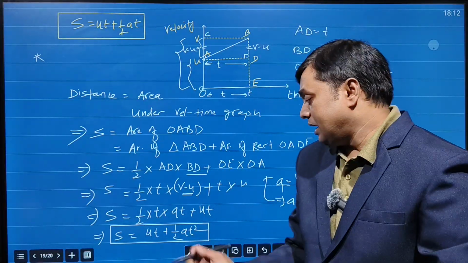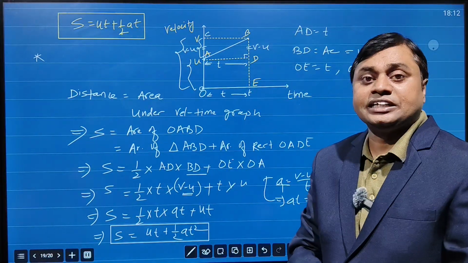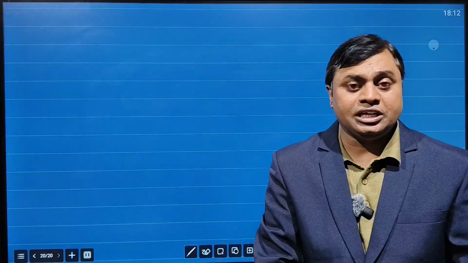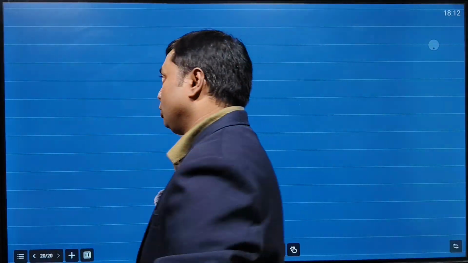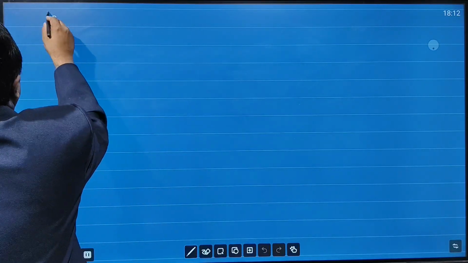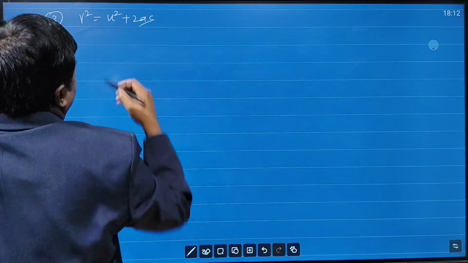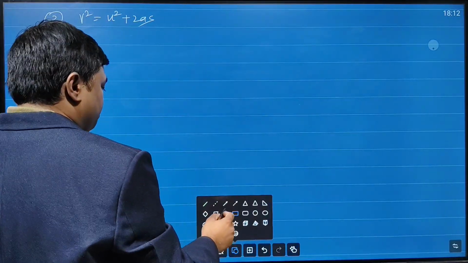T is the time. A is the acceleration. This is the second derivation of motion. Let's learn the last derivation, that is the third equation of motion. What is the third equation of motion? V square is equal to what? U square plus 2AS. So the same graph we are going to plot.